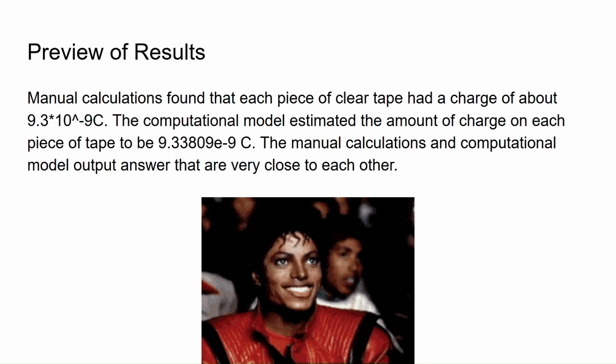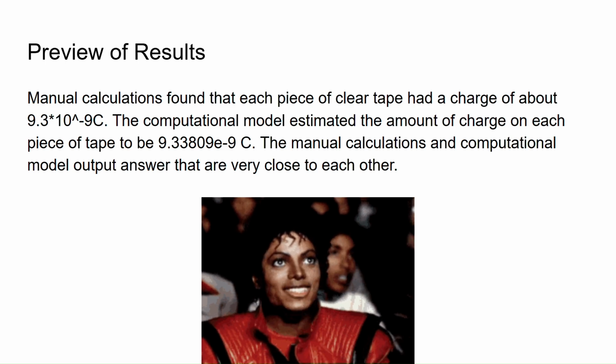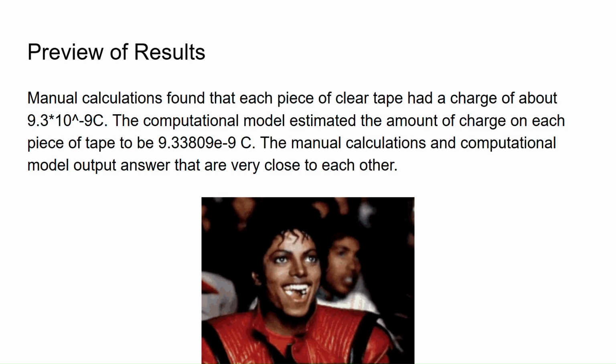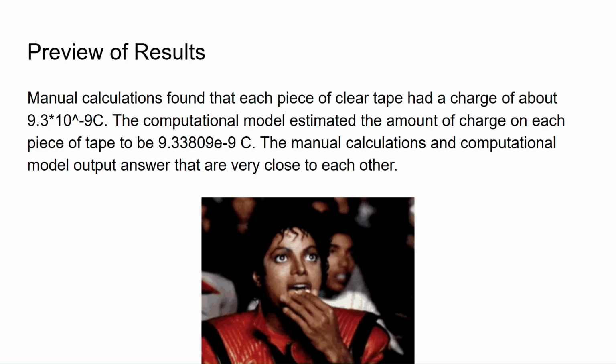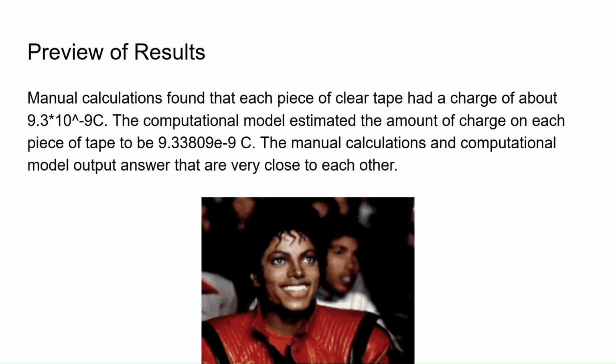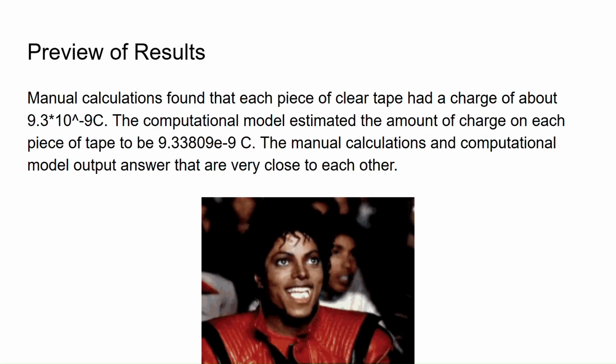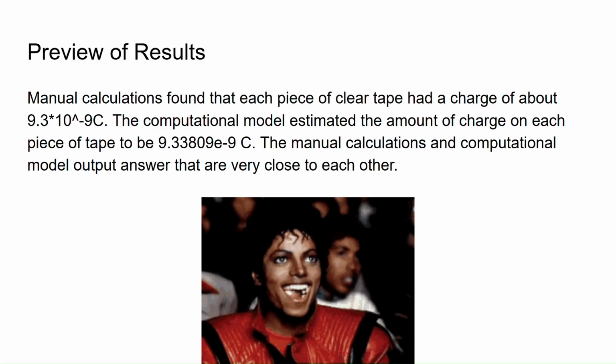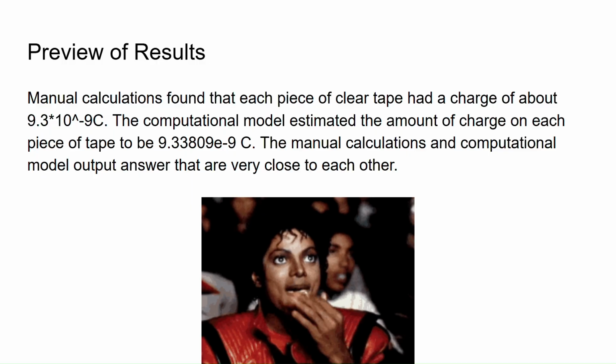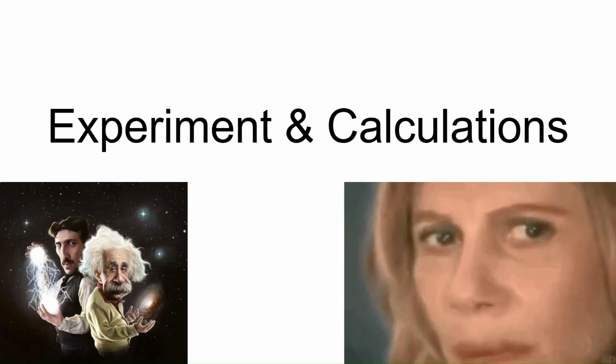Preview of results. Manual calculations found that each piece of tape had a charge of about 9.3 times 10 to the negative ninth coulombs. The computational model estimated the amount of charge on each piece of tape to be 9.33809 times 10 to the negative ninth coulombs. The manual calculations and computational model output answer are very close to one another.